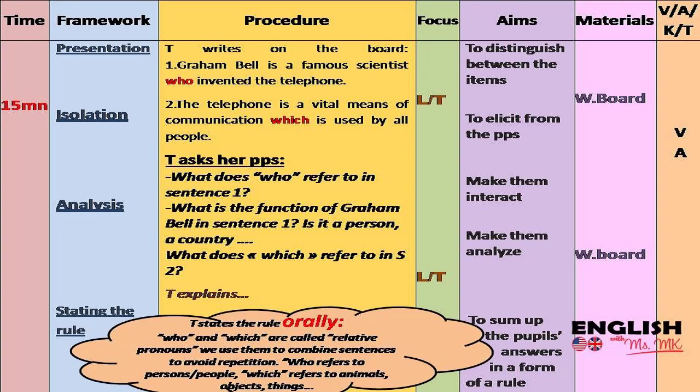And then you explain or you state the rule orally. I think this lesson doesn't really require a rule to be written, so you just have to state things orally. So who and which are called relative pronouns. We use them to combine sentences to avoid repetition. Who refers to a person or to people, and which refers to animals, objects, and things. Here I'm going to sum up the pupils' answers in the form of a rule, so they're going to feel that they're active. And then I move to practice.